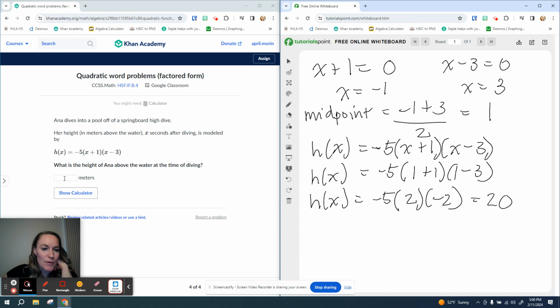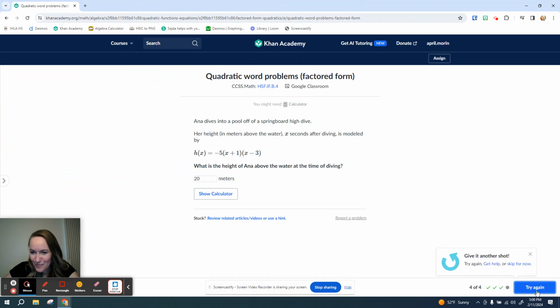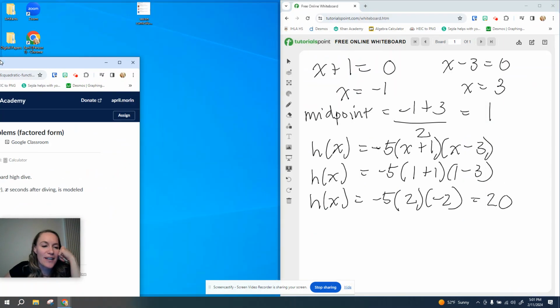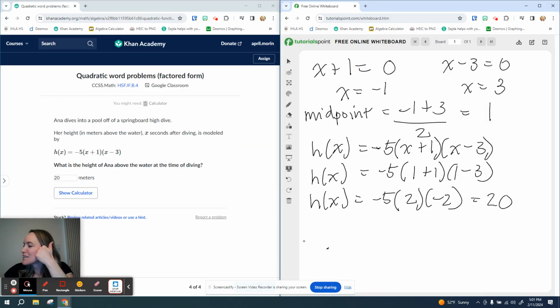What is the height of Anna above the water at the time of diving? This is right? Her height in meters above the water, x seconds after diving, modeled by this. I think this is right. I'm pretty sure this is right. Let's plug it in, and then let's see if we're right. No. Okay, I'm not thinking about this right. So let's go ahead and kind of graph this. She is going to dive, let's see. We have negative 1 here. We have positive 3 here.